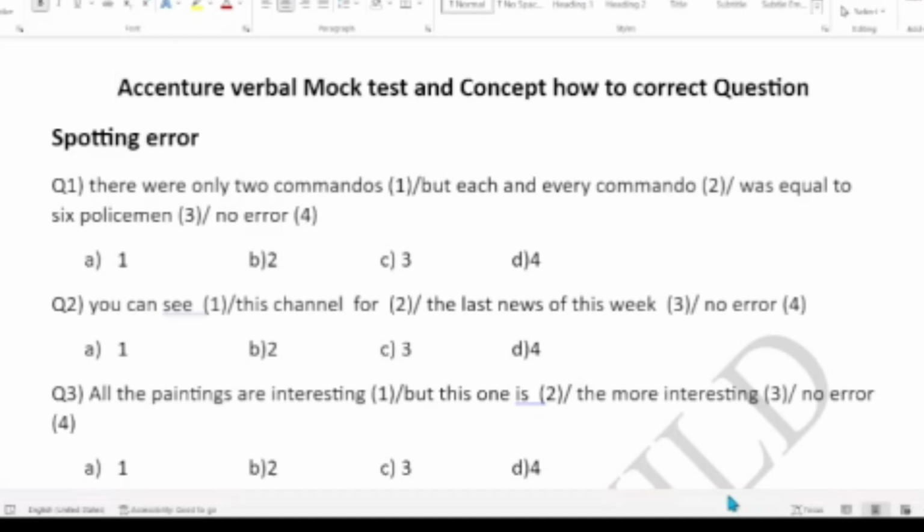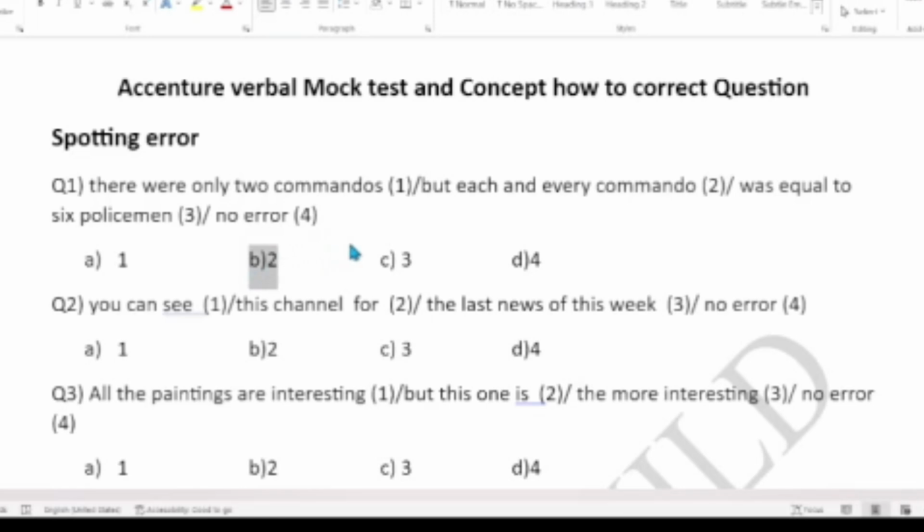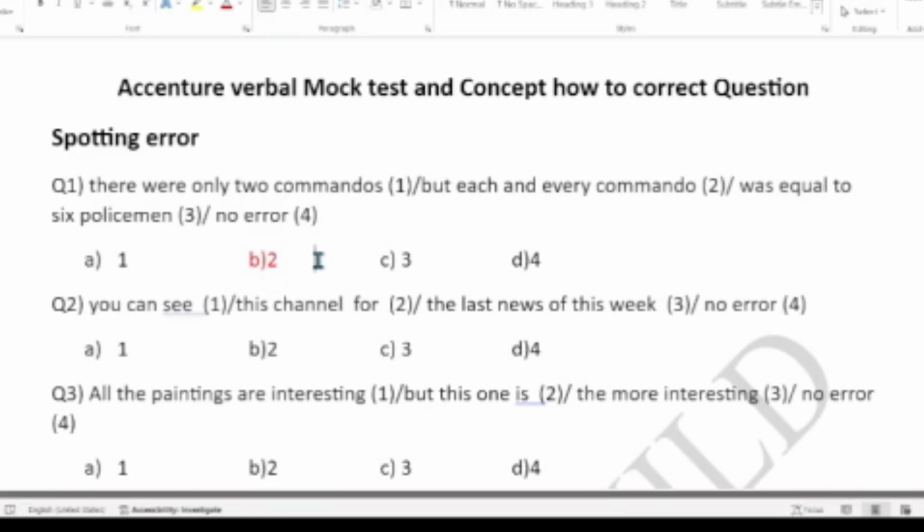Here we can see that two words are used, each and every, which is incorrect. So for this question, the correct answer is B. The second option is the correct answer for this question.